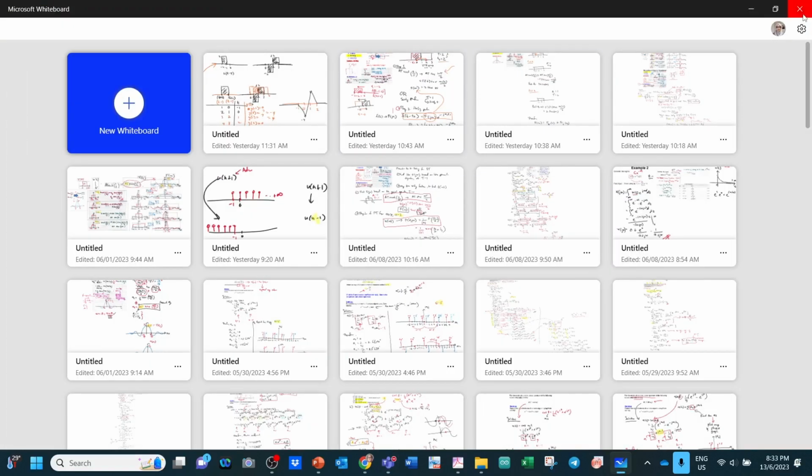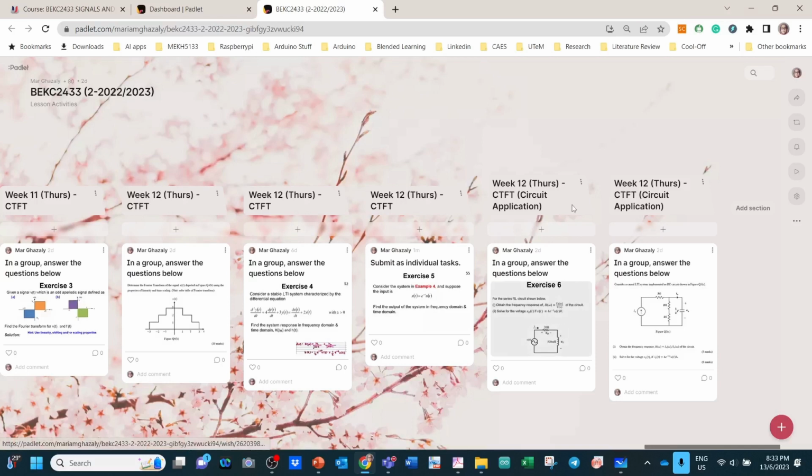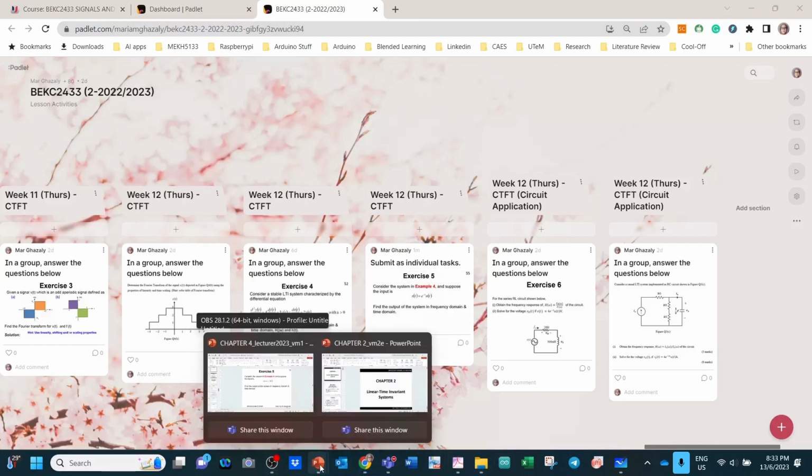Okay, can you see my screen? Okay, boleh nampak Padlet eh? Yeah, right. Not sure how many students are in right now.